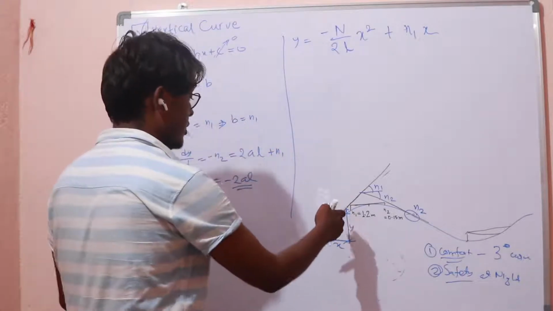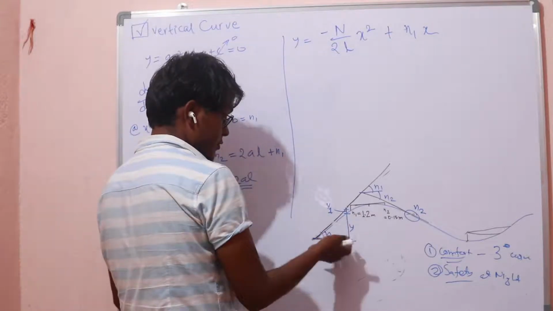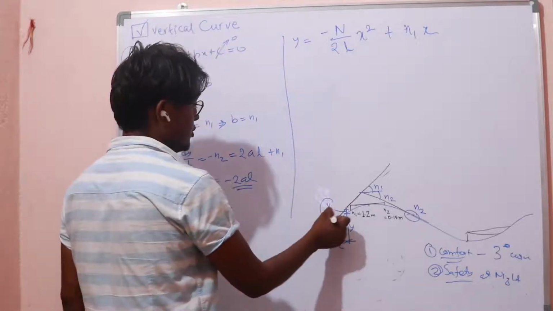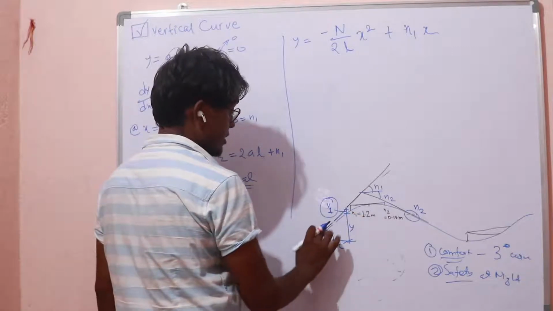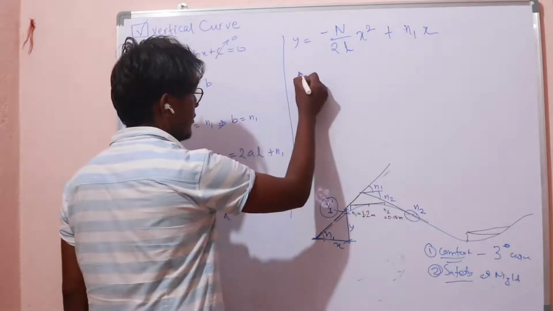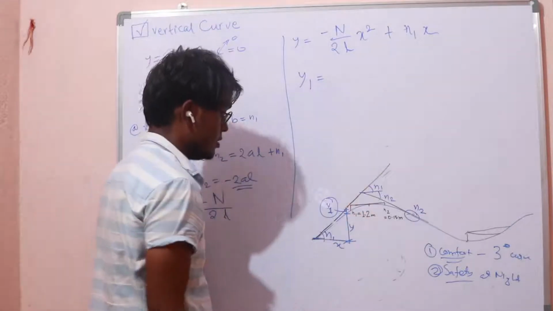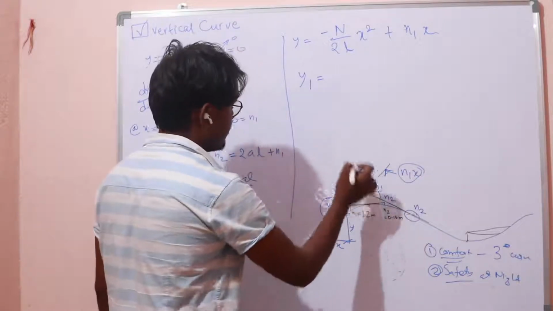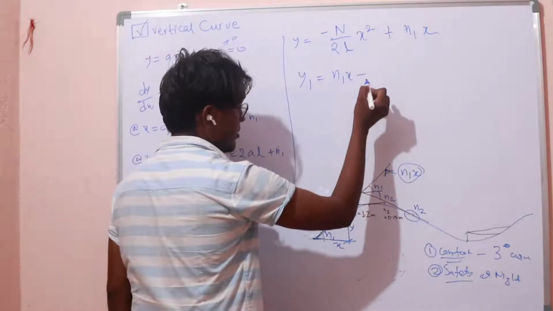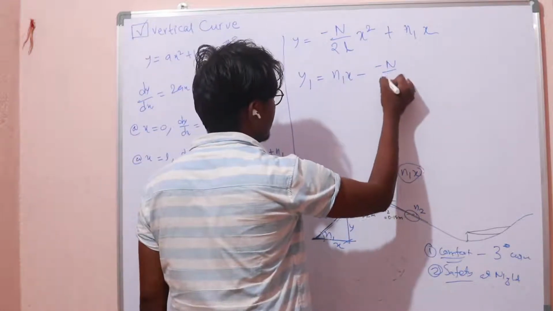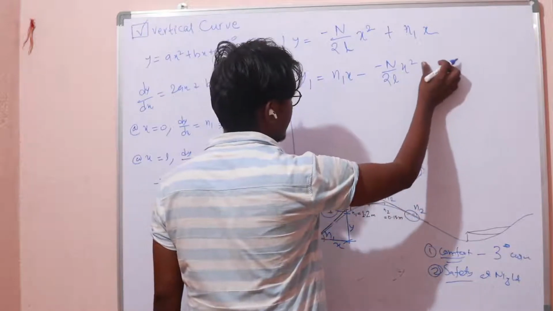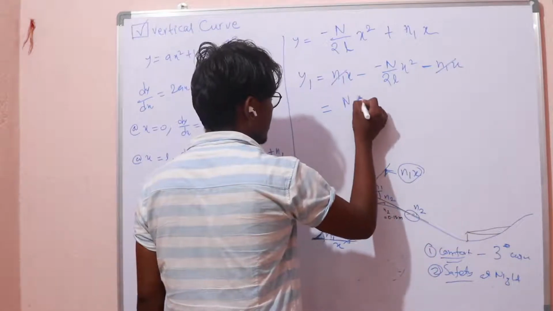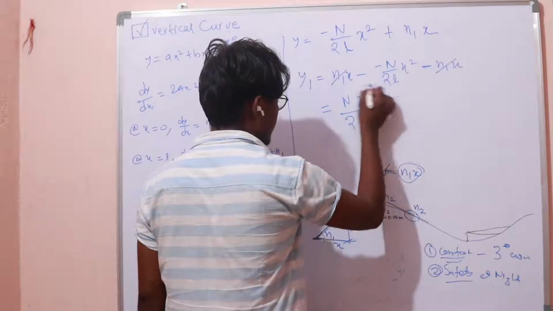So what we need to find is not the vertical coordinate of the pavement from the initial point. We actually need to find y1 here, the offset of the tangent at the first point from the curve. The equation of this tangent line is y equals n1 times x. So y1 equals n1 times x minus of minus n over 2l x square, and then minus n1 x. This cancels out, so y1 is equal to n x square over 2l. Very simple formula.